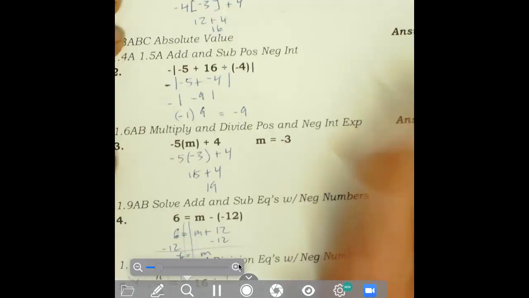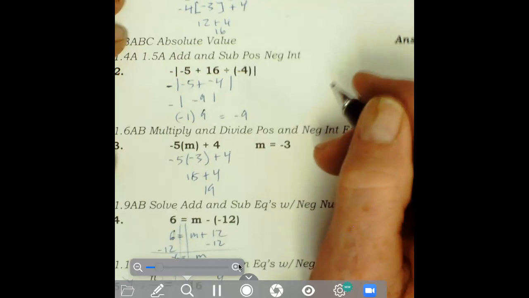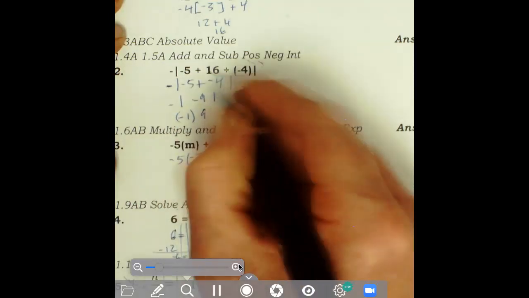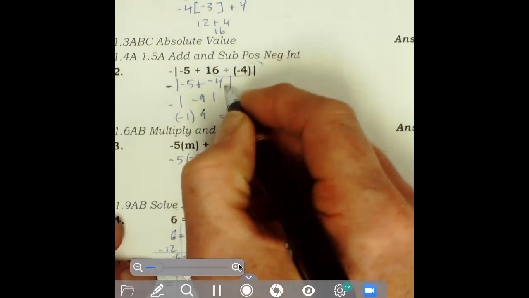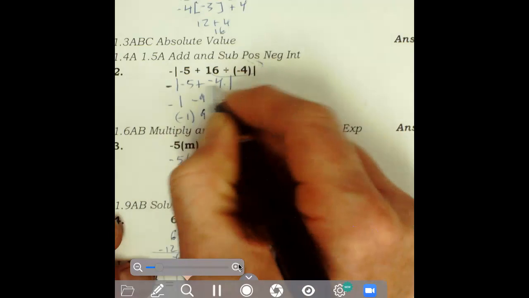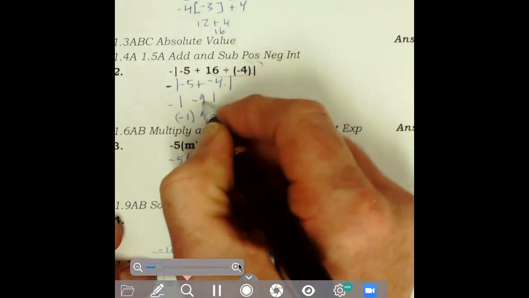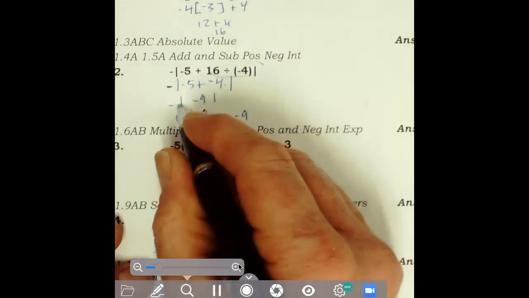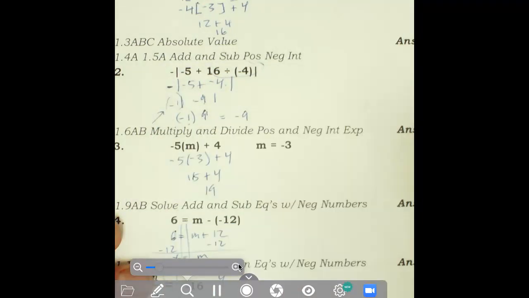Next one, second most commonly missed question right here. Inside the brackets, you have a negative 5 plus 16 divided by a negative 4. Most people try to deal with this first. You had to do this first. 16 divided by 4 is 4, and it's a positive divided by a negative, so it's a negative 4. Now you have a negative 5 plus a negative 4, which is a negative 9. When you drop the absolute value bars, that comes out as a positive 9. You have negative 1 still here on the outside. This is like a negative 1 times 9 gives you that negative 9.